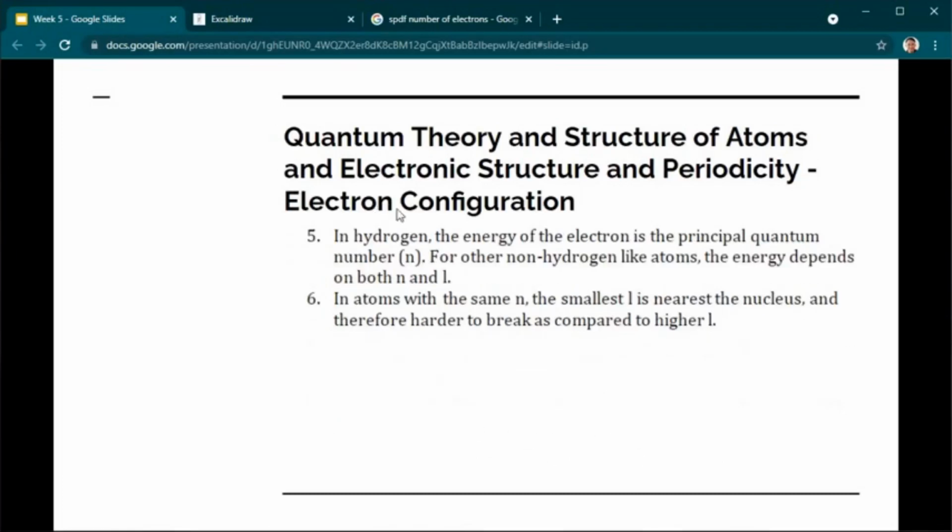In hydrogen, number 5, the energy of the electron is the principal quantum number. For other non-hydrogen-like atoms, the energy depends on both N and L. L is the angular quantum number, or the subshell. N is the shell. In atoms with same N, the smallest L is nearest to the nucleus, and therefore harder to break as compared to the higher L or higher subshell.